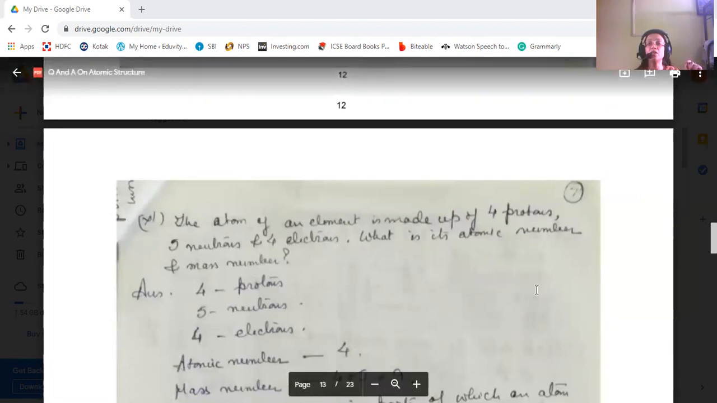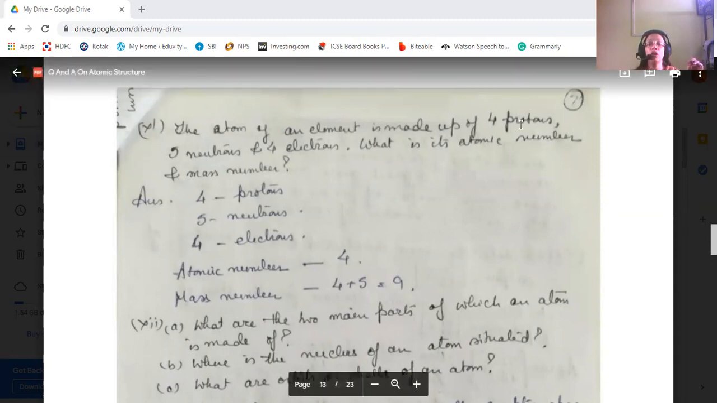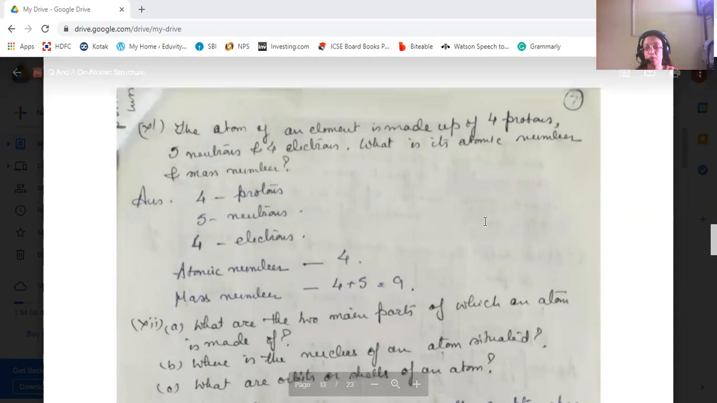Next question. The atom of an element is made up of 4 protons, 5 neutrons, and 4 electrons. What is its atomic number? As it has 4 protons and 4 electrons, the atomic number will be 4, and the mass number will be 4 plus 5, that's equal to 9.